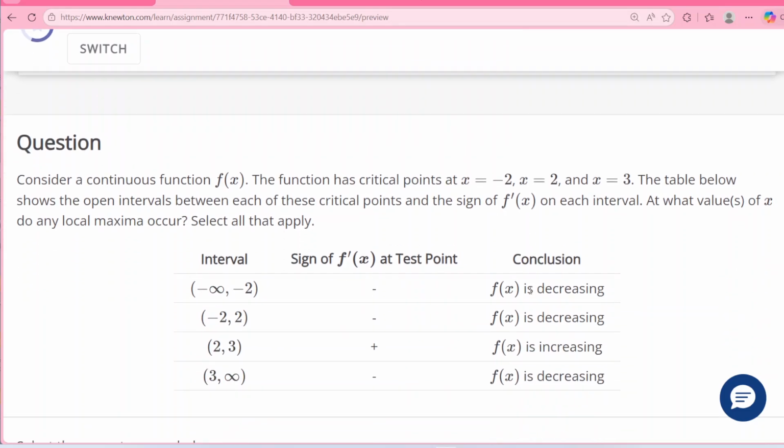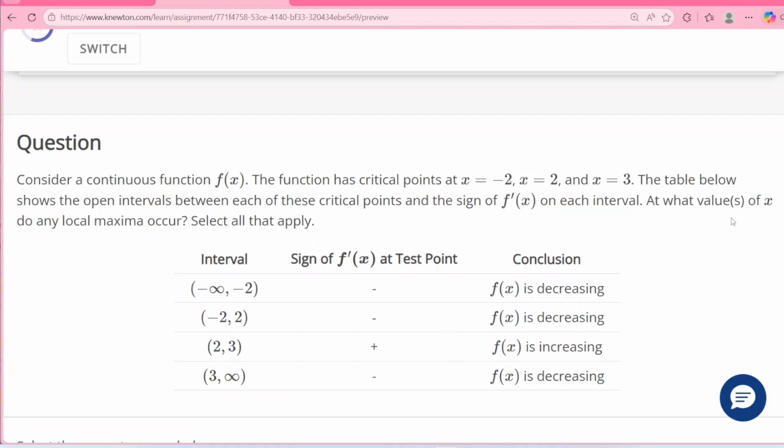All right, so this one, they're giving us a table. They tell us the critical values, -2, +2, +3, and a table showing me the values of the derivatives in intervals around these critical values, right? So to the left of -2, negative first derivative, f would be decreasing. Between -2 and +2, negative first derivative, so f is decreasing again. From 2 to 3, positive first derivative, so f is increasing. And from 3 onward, negative first derivative, so f is decreasing.